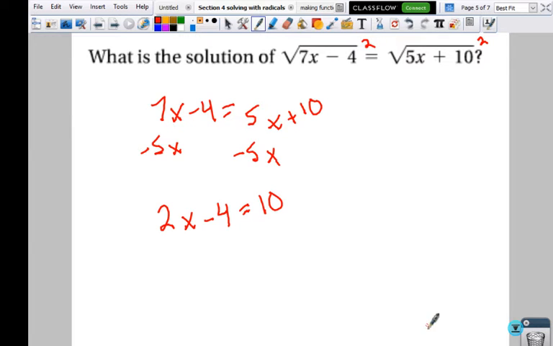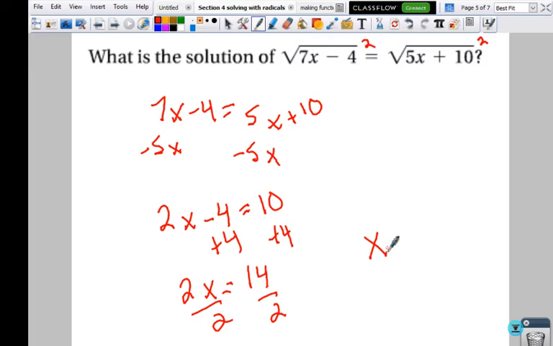What am I doing next? Add 4 to both sides? Yeah, probably. And we're gonna get 2x equals 10 plus 4 is 14. Adelia, what do I gotta do next? And we're gonna get x equals.